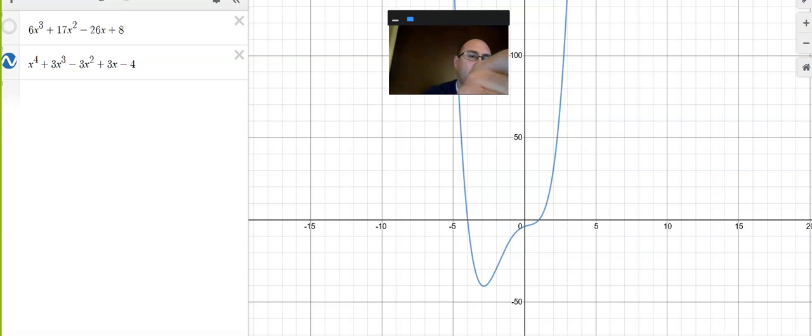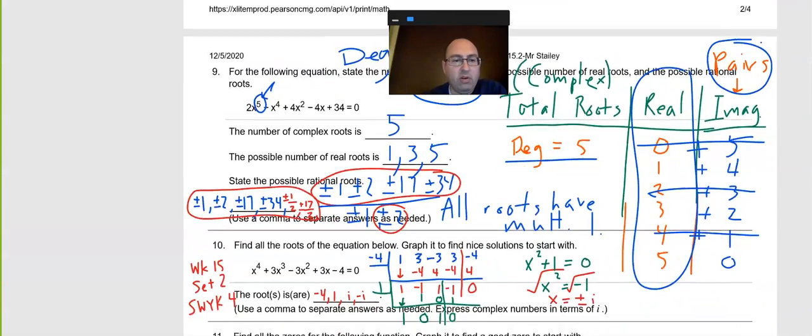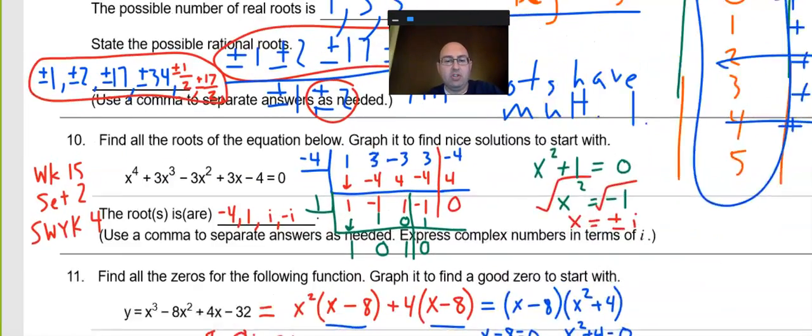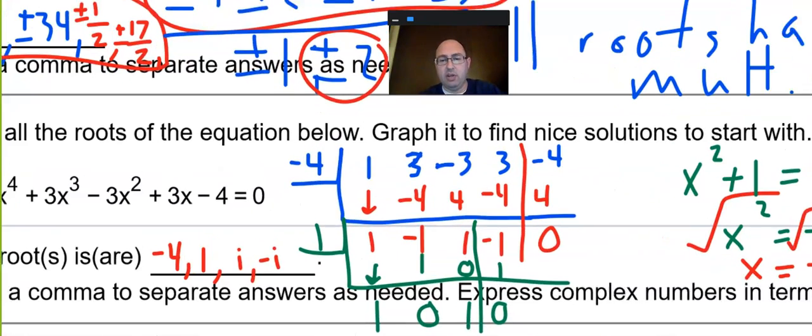So let's go back to the situation we're dealing with. Where in the world is my work? Oh, that's question 9. Why is it moving around so much? All right. So as you can see, I went to my quartic, and I started with -4. But you could have easily started with -1. And I'll show you here.